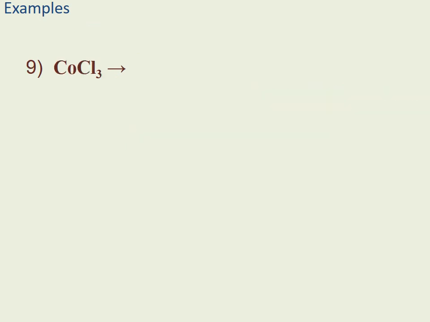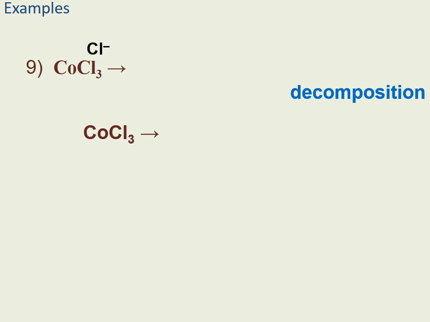Example 9, CoCl3. That is the only thing there, so it is a decomposition reaction. It is ionic, so it's going to break up into its charges. But what are its charges? I have cobalt on the front, which can be a +2 or a +3. So I will have to rely on the anion to determine what the charge of the cation is in this case. The anion is Cl-. There's 3 of them, so that gives me a -3 charge. So the cobalt must be carrying a +3 charge. So I will break up CoCl3 into Co3+ and Cl-.